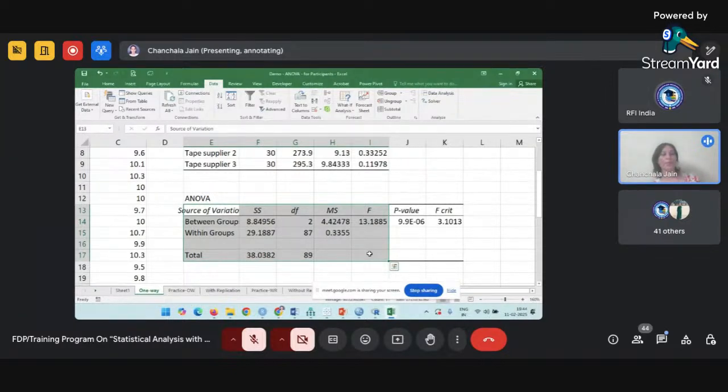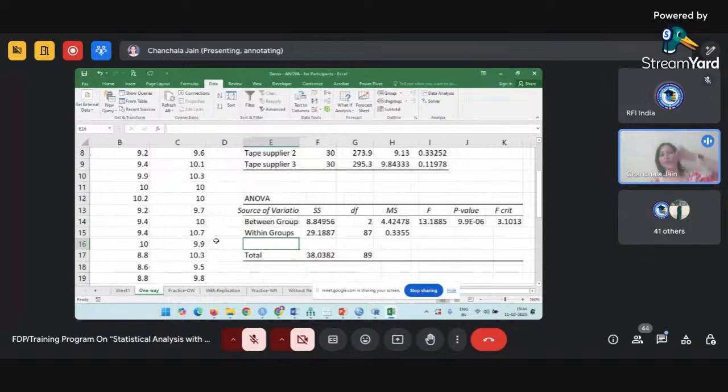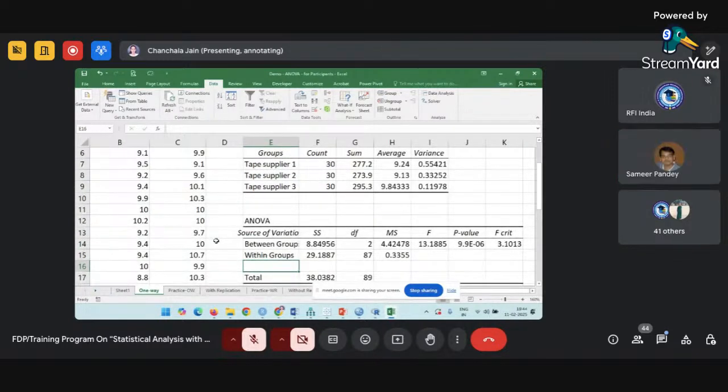So, source of variation meaning is that between the groups and within the groups. Between the groups meaning is here because you are having only the columns available, right? Or maybe row wise also it will be. So we will be having only the three groups available.